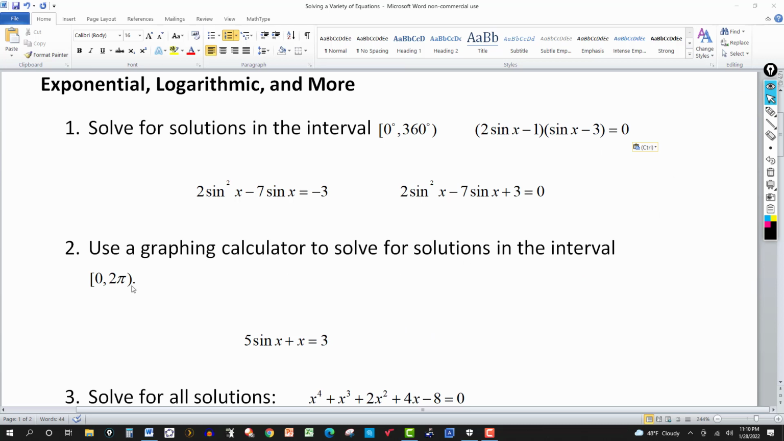Now the next one is not your typical equation. That's why it says use a graphing calculator to solve for solutions in the interval from 0 to 2 pi. So we have 5 sine of x plus x equals 3. So notice we have a mixture of trig functions, in this case the sine of x, and a basic polynomial, x. So you can't solve this using the traditional approach. So what we're going to do here is we're going to graph this. So basically what we'll do is we'll bring the 3 over, and we'll get 5 sine of x plus x minus 3, and treat this like a function.